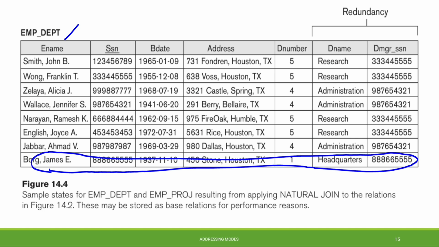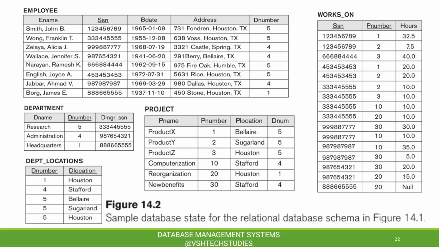So here in the EMP_DEPT relation, if you delete the last tuple, here only one tuple belonging to an employee who works for department 1 is present. If you delete this, we lose the department related information also. So that is a deletion anomaly, which is not present in these relations employee and department.